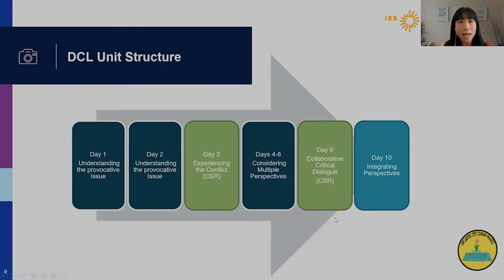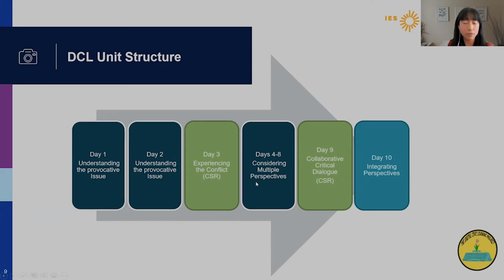And to manifest the social constructive approach, we design 4 units, and each unit follows this 10-day structure. On day 1 and day 2, we expose students to an interesting text. It's mostly fiction, and students will read fiction that will bring up important, controversial or provocative social issues. And on day 3, students will gather in small groups to talk about the issues. And that's when they start experiencing cognitive and social conflicts.